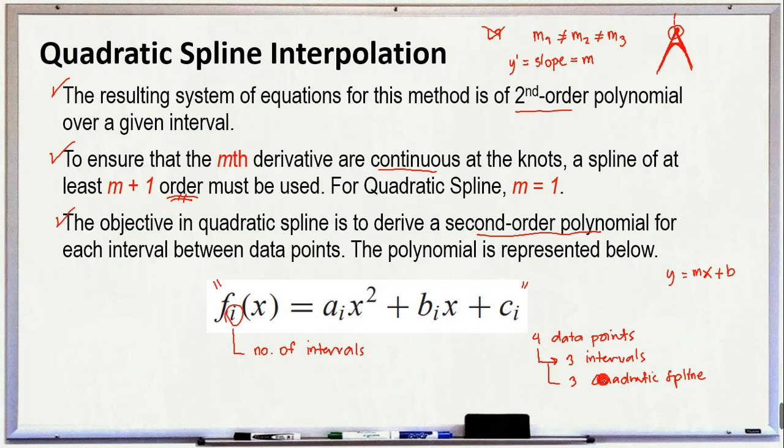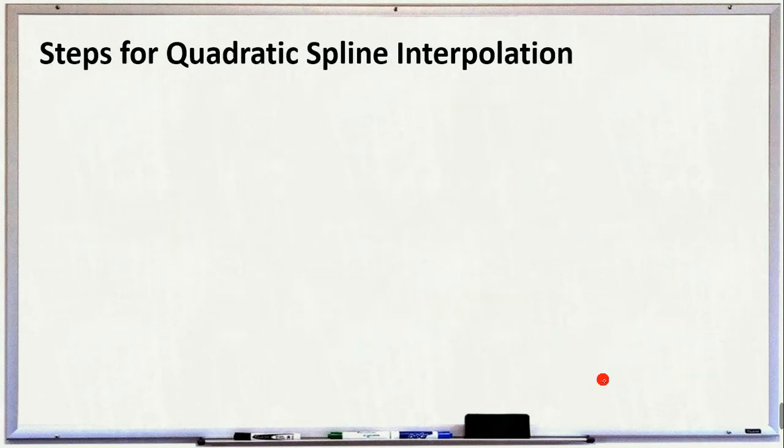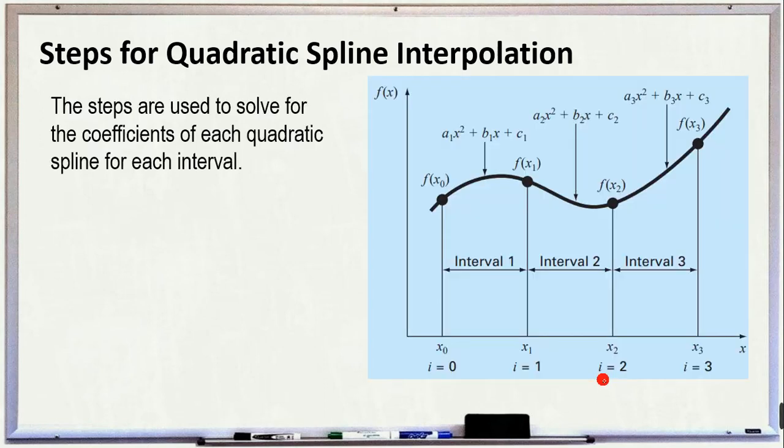Ang problema na pod ani, unsa na ang technique sa pag-derive sa quadratic spline. So sa quadratic spline, medyo taas ang steps, ma-confuse gamay, but kung imbalik-balikon, masabtan na. So ato tagsaon. Steps for quadratic spline interpolation. Unlike linear nga very straightforward, mag-derive ta og slope, then maka-generate ta sa iyang linear equation. But for quadratic, lahi siya. So let's start with the first statement. The steps are used to solve for the coefficients of each quadratic spline for each interval.